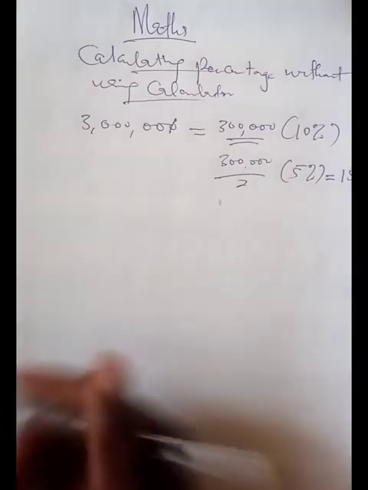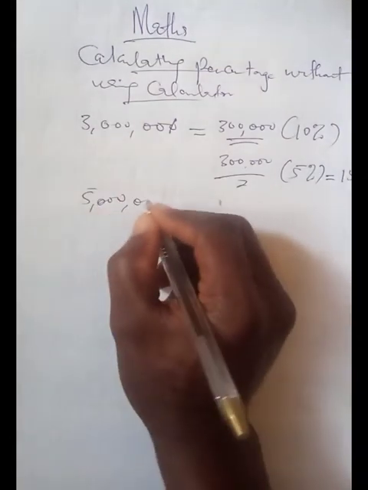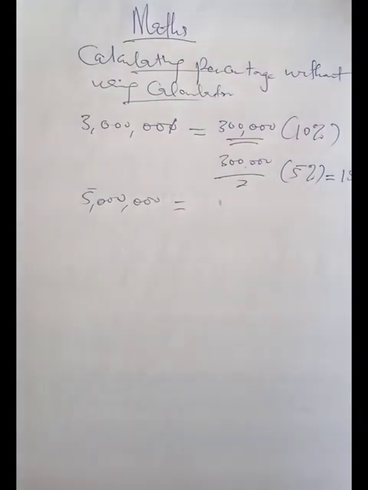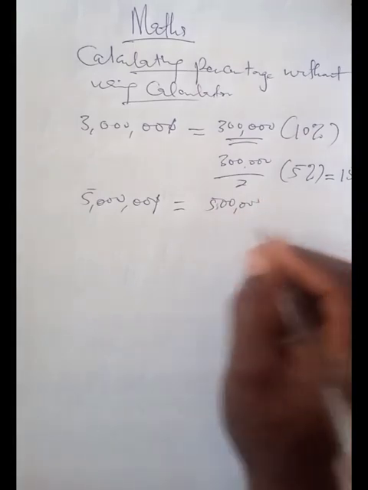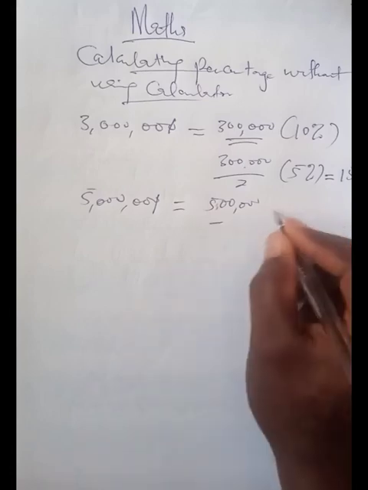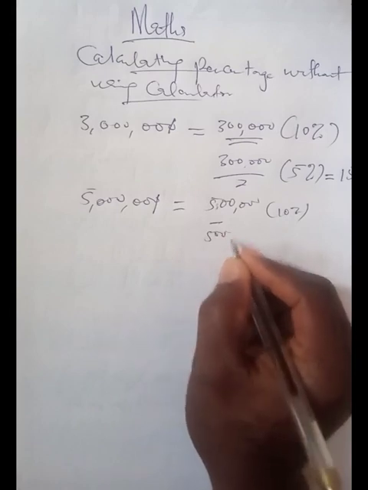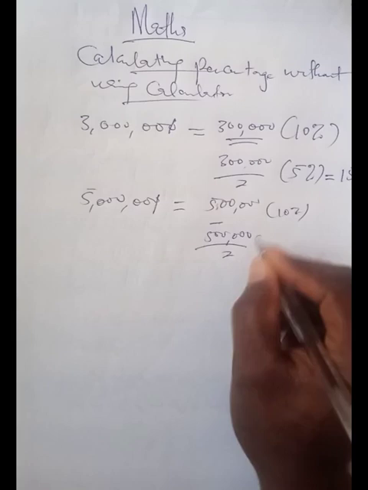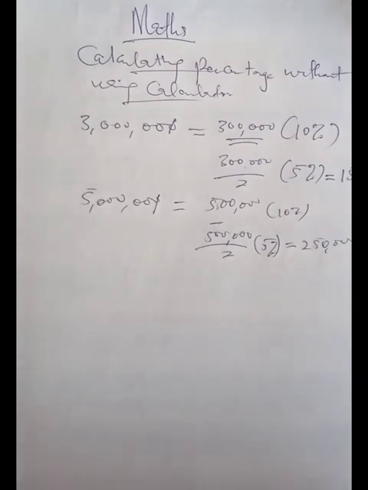Let's take, for instance, the money is 5 million. All you need to do is to calculate the 10% by taking away a 0. Then you are left with 500,000. So your 5% will be this 10% divided by 2. You divide the 500,000 by 2, you have your 5%, which is 250,000. Are you getting the logic?